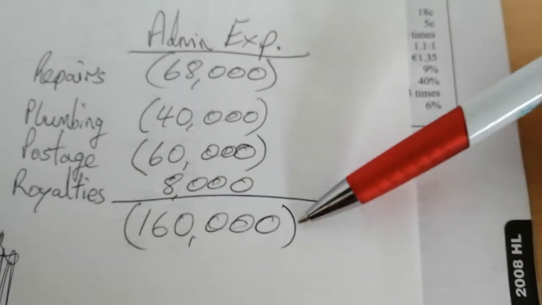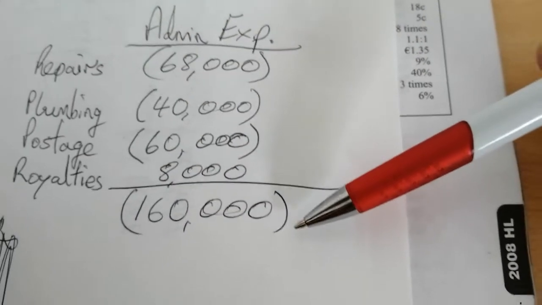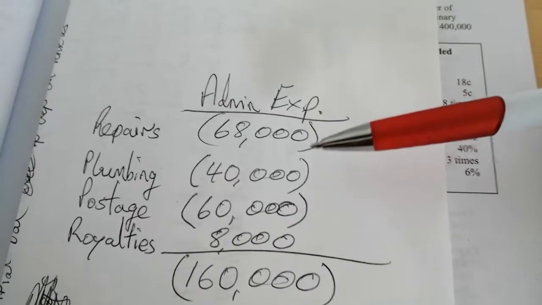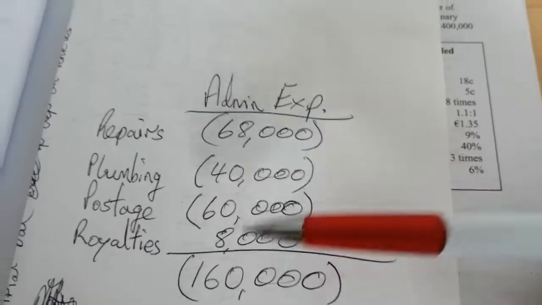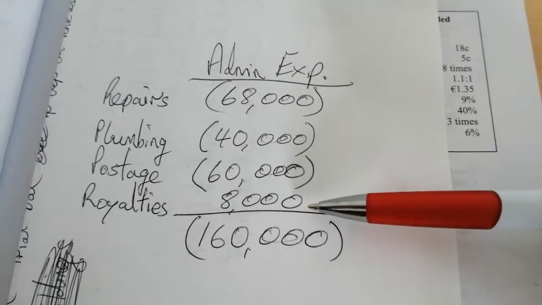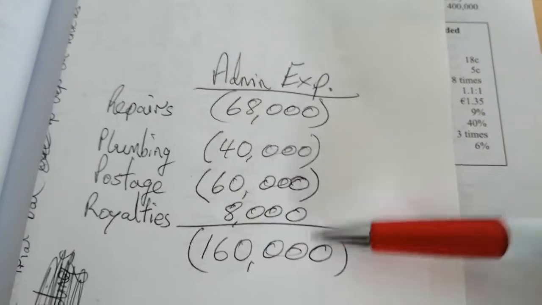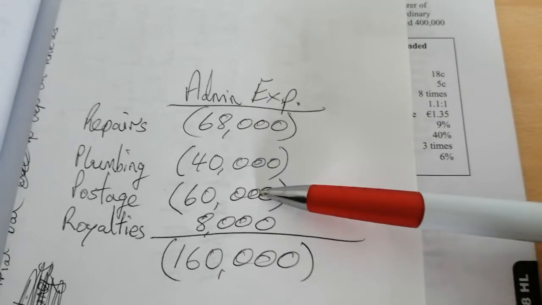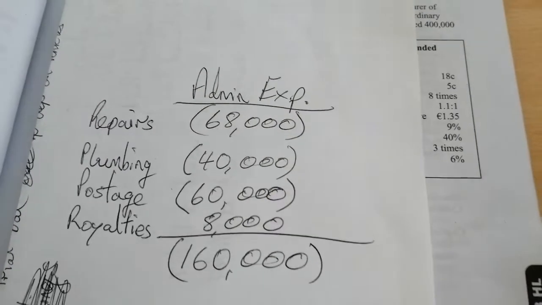So admin expenses in the trial balance is minus 160,000. I've put it in as a minus because it's an expense. And I've made up that it's made up of repairs, which is an expense, plumbing, which is an expense, postage, which is an expense, and I've put them all as minuses. Then included in it is royalties, but royalties is a gain, so included in it is this plus 8,000 here, not an expense. I don't have the brackets around it. So when I add the four of them together, I've minus, minus, minus coming to minus 168, plus 8,000 gives me the minus 160.